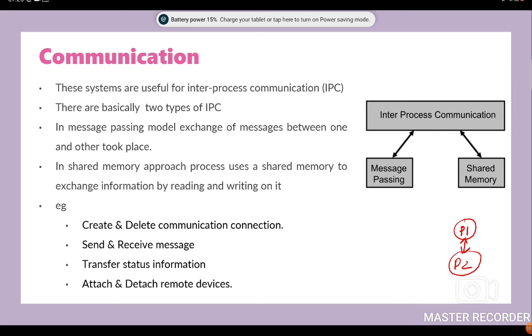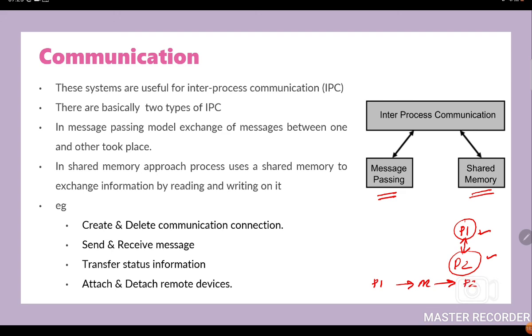In inter-process communication, we basically have two types. The first is message passing, and the second is shared memory. In message passing, messages are exchanged between two programs, suppose P1 and P2. P1 will send a message to P2, and in the other direction, P2 can reply or send a message to P1. So messages are exchanged between the processes.